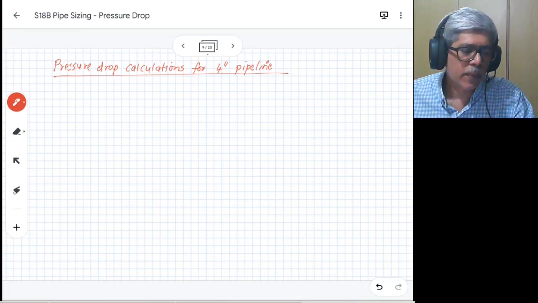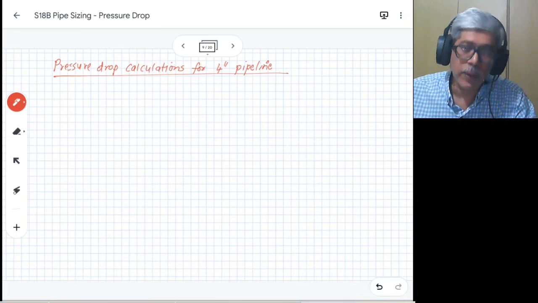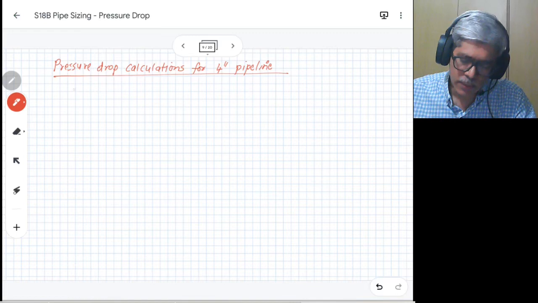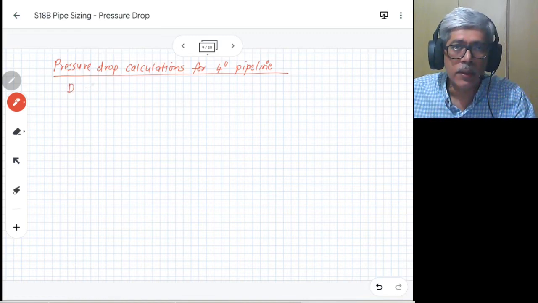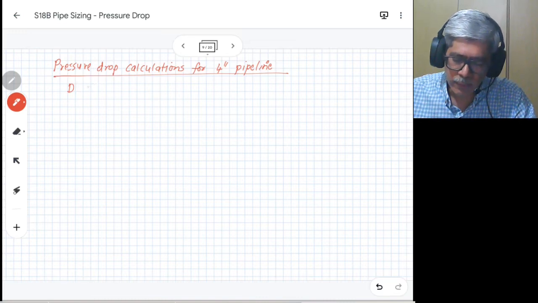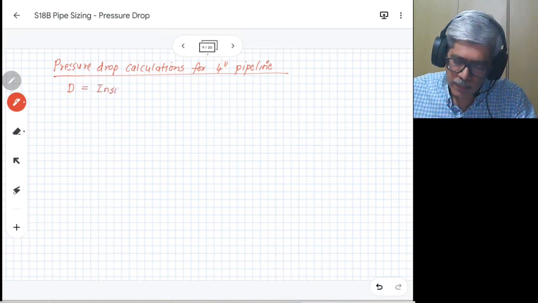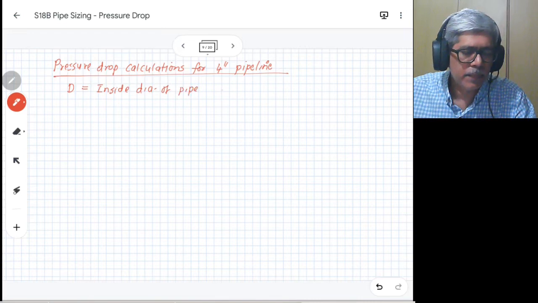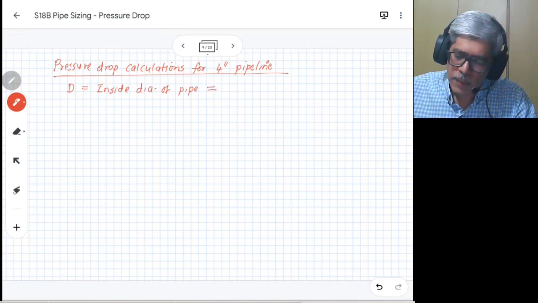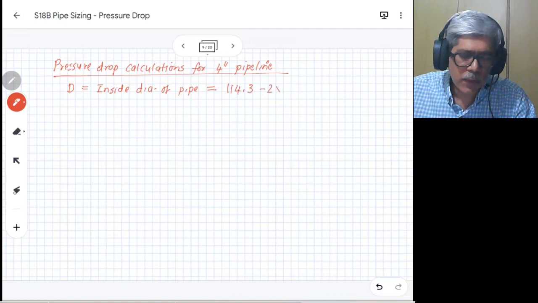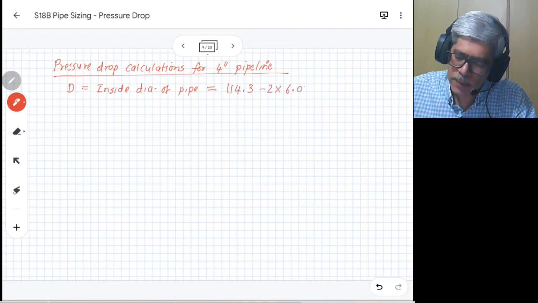So for the 4-inch pipeline, we are doing the pressure drop calculations. So we need to calculate the Reynolds number. For that we require the dimensions. So D is the inside diameter of pipe. So from the data which is given, it is OD minus twice the thickness.